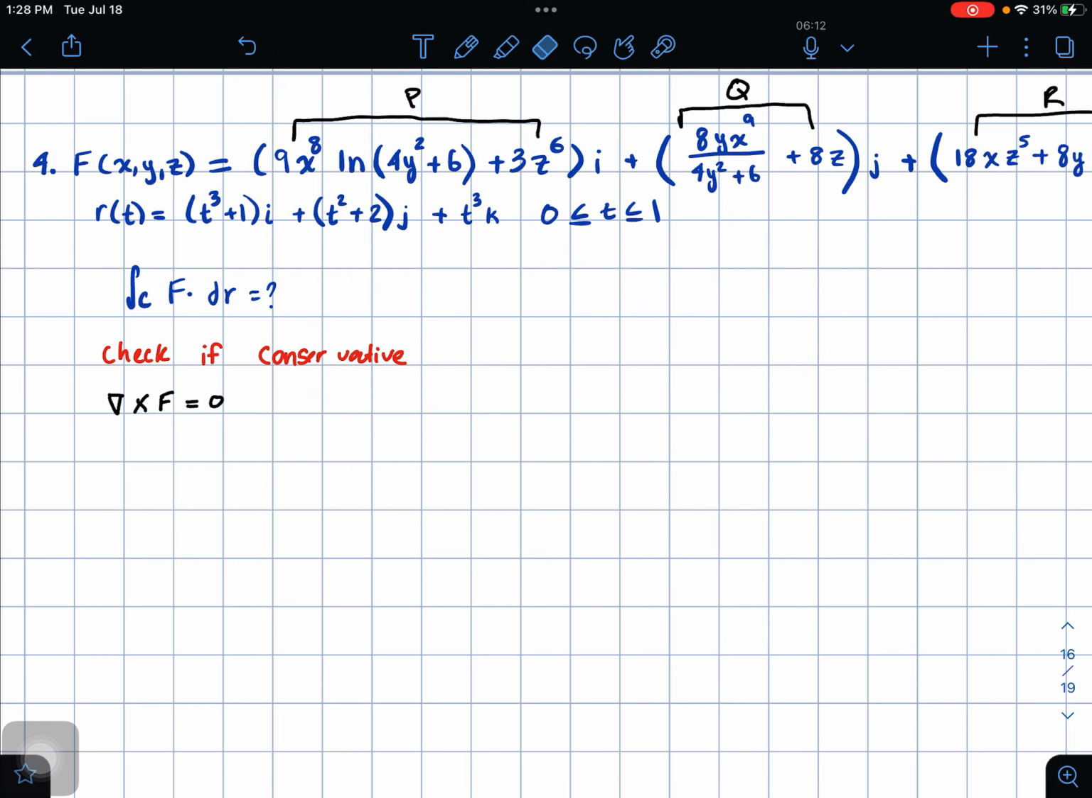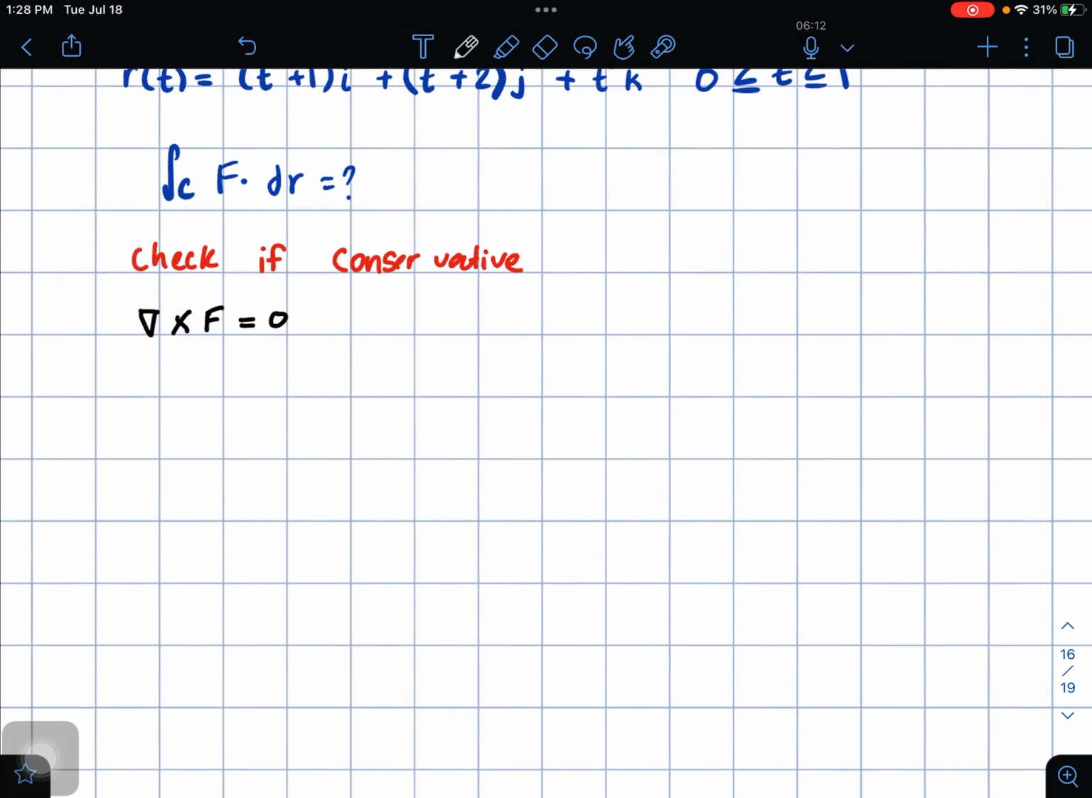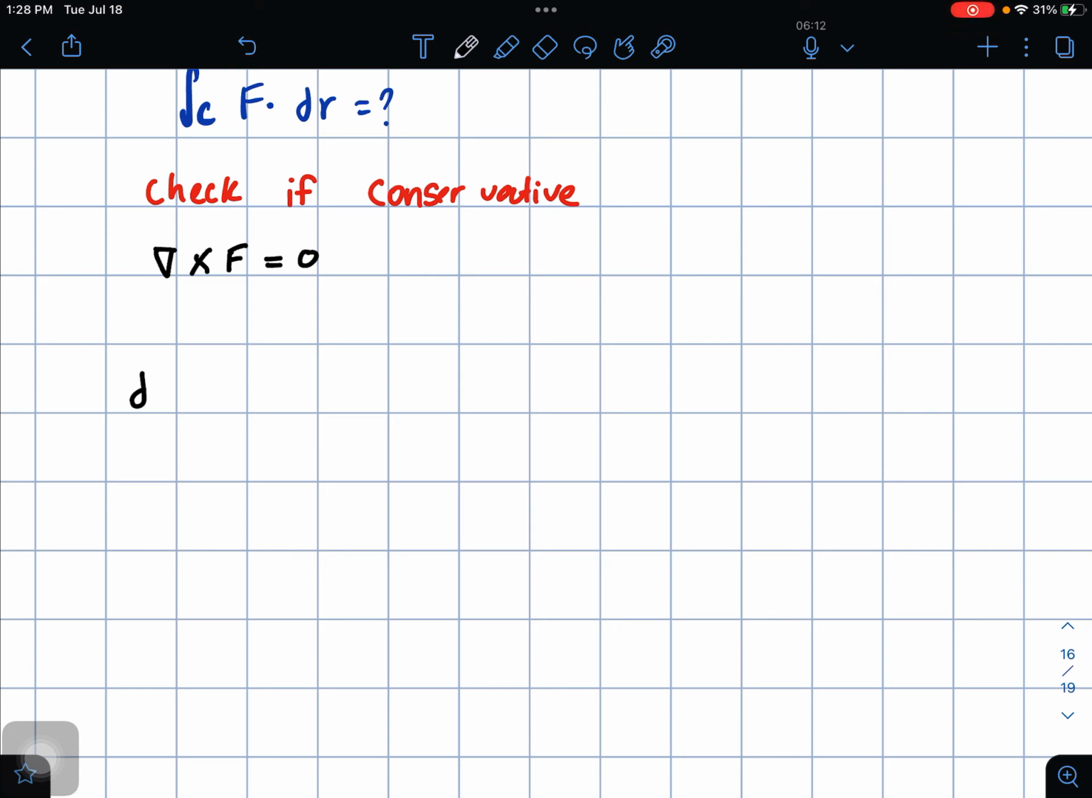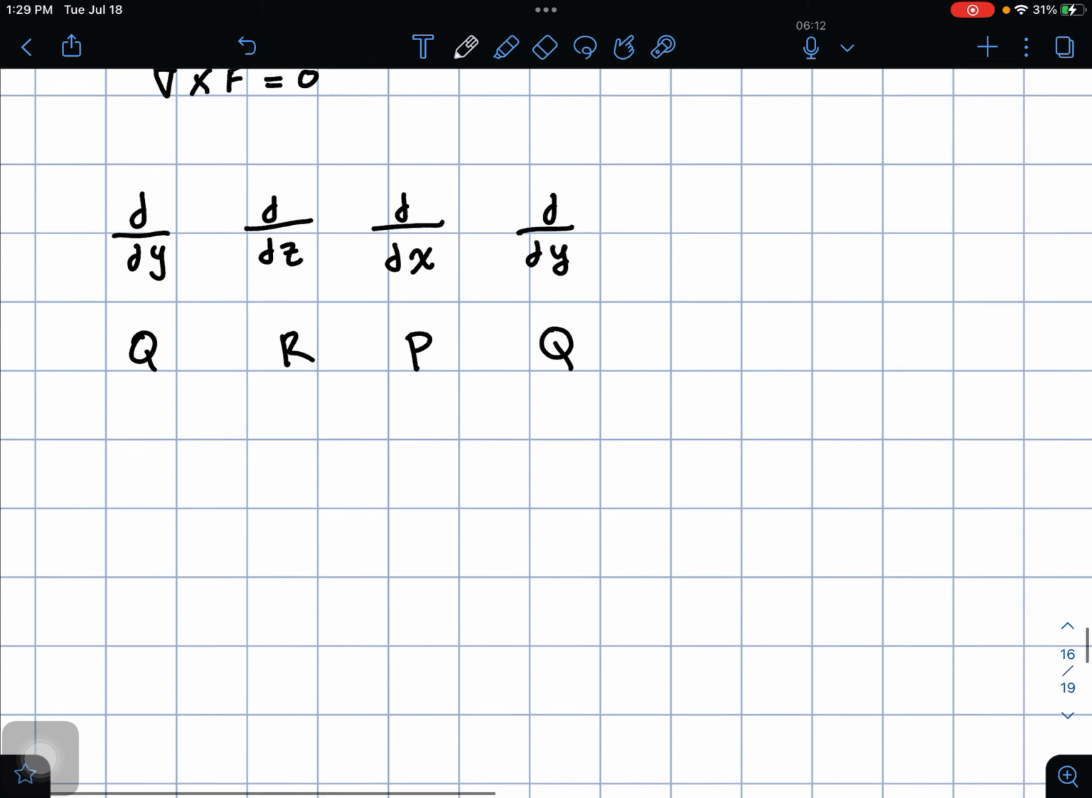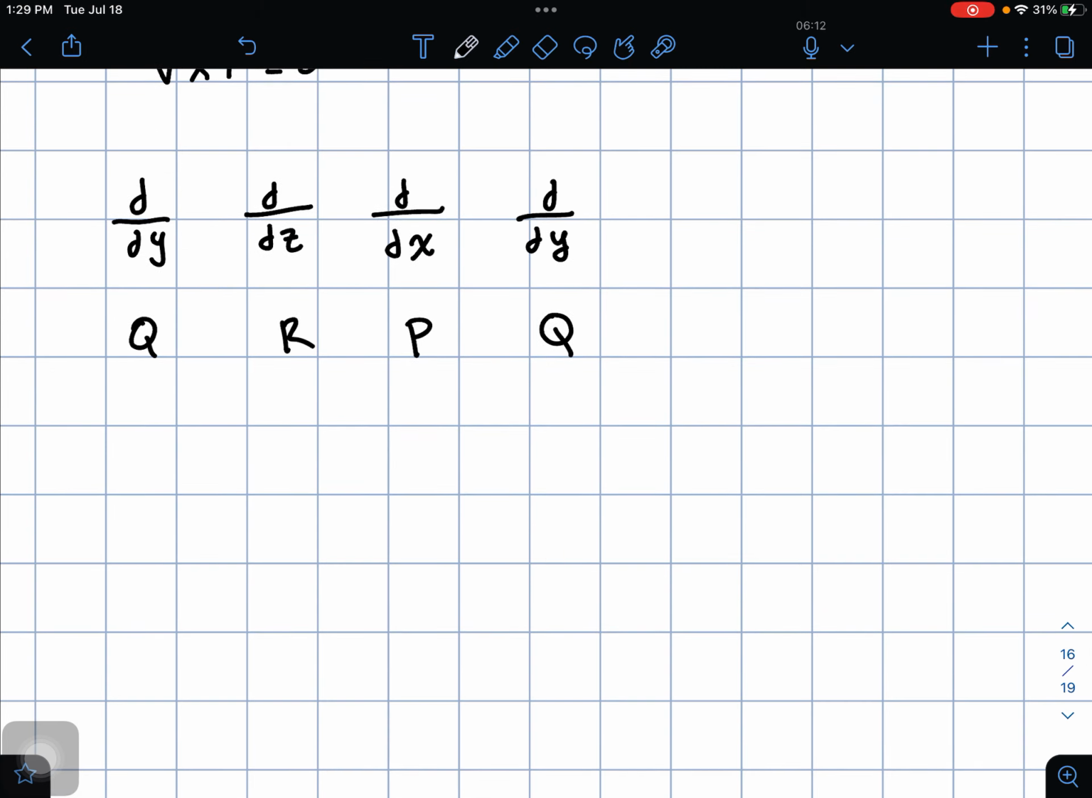So I'm gonna write it here. We have del y, del z, del x, and del y. And then we have Q, R, P, Q. And we're gonna just go boom, boom, like that.